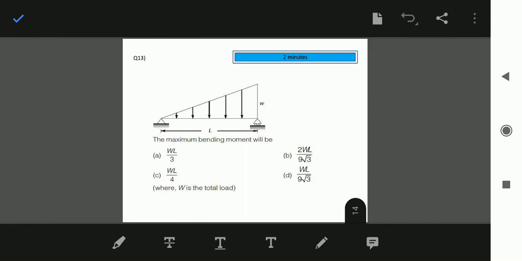So next question, question number 13. I assume this is a bit lengthy question and to be solved in 2 minutes, but I have given it here so as to clear your concept, because this question is very good in clearing the concept. Why, I will tell you.